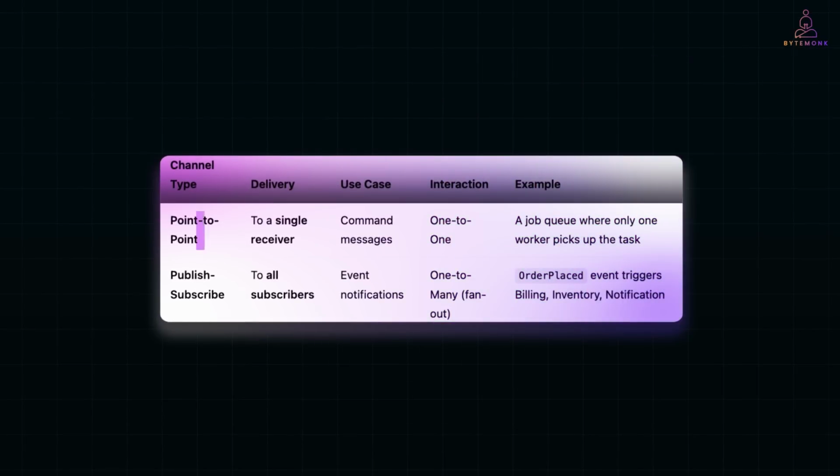Now, there are two main types of channels you deal with: point-to-point and publish-subscribe. Point-to-point channels ensure that each message is delivered to only one receiver. This is commonly used for command messages, where a specific action is expected from a single service. It maps to one-to-one interaction styles, like a task queue where only one worker picks up the job. Publish-subscribe channels broadcast the message to all subscribed receivers. This is perfect for event messages, like when an order-placed event is sent out and multiple services like billing, inventory, and notification all need to react.